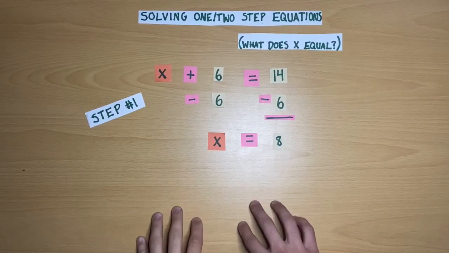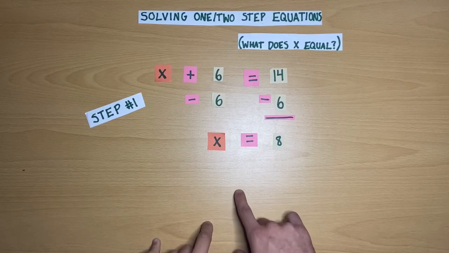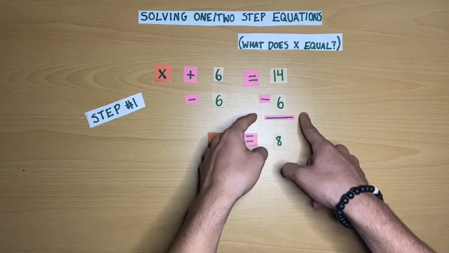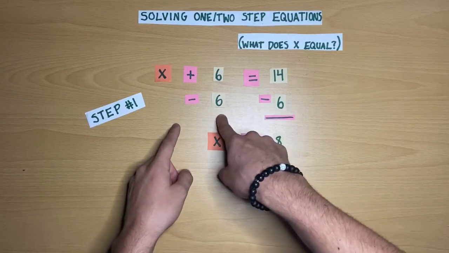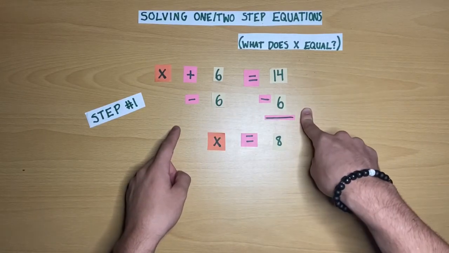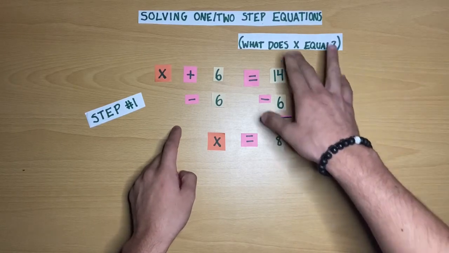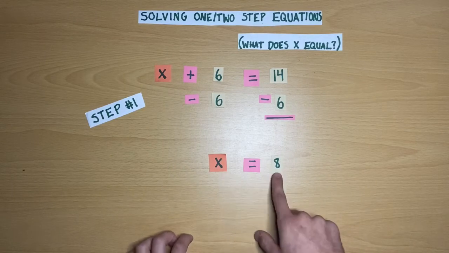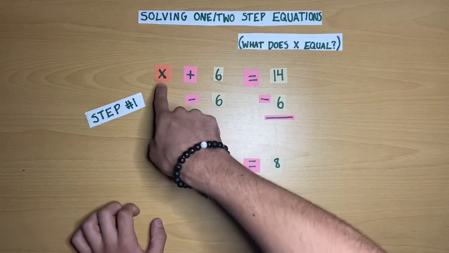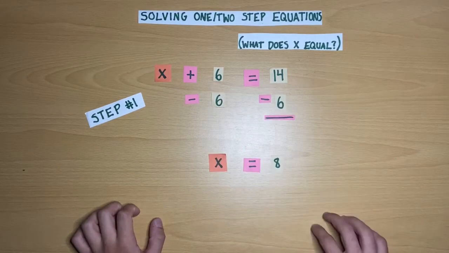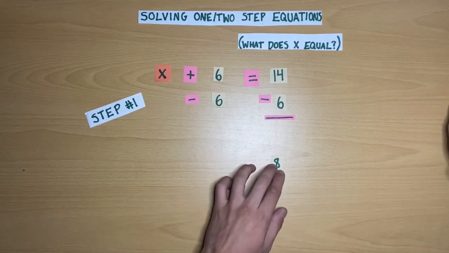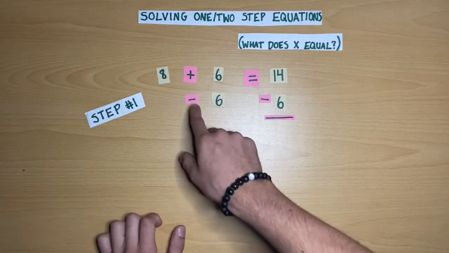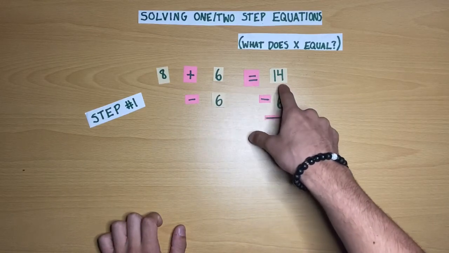So for this part of the video, I just want to quickly explain why we do what we do to one side of the equal sign to the other. In other words, why when we subtracted 6 from this side, did we also subtract 6 from this side? Why didn't we add? Why don't we just leave 14 as is? Now to begin, we already know that 8 was the correct answer because 8 plus 6 equals 14. So let's just plug that back in for x. And we get 8 plus 6 equals 14.